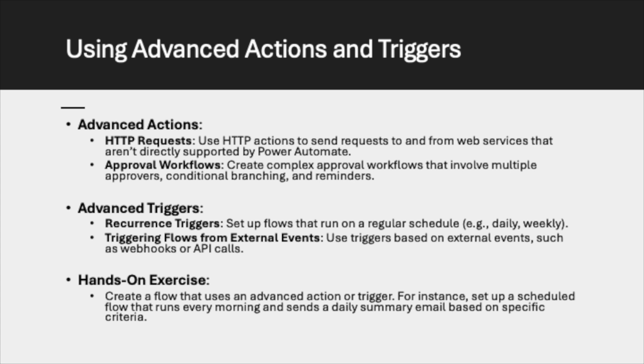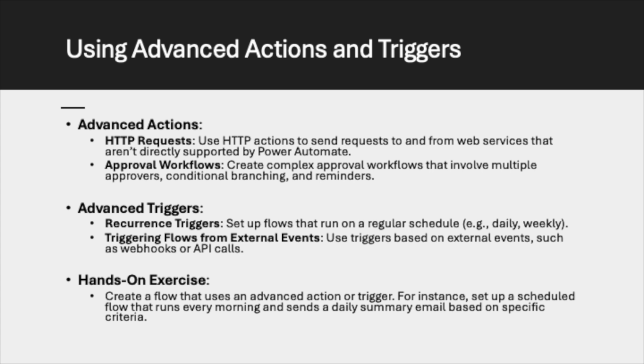Using advanced actions and triggers. Advanced actions. HTTP request. Use the HTTP action to send requests to and from web services that aren't directly supported by Power Automate. Approval workflows. Create complex approval workflows that involve multiple approvers, conditional branching, and reminders.